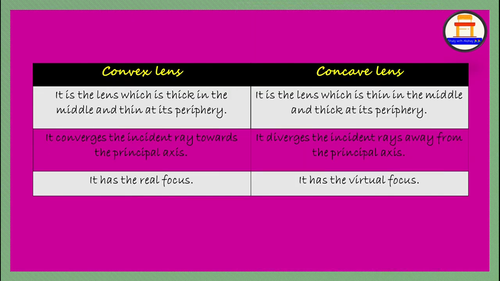Next, whatever we learn, this differentiation plays an important role in this chapter, especially convex versus concave differentiation. First one: it is a lens which is thick in its middle and thin at its periphery. Second: it is a lens which is thin at its middle and thick at its periphery. The first converges the incident rays towards the principal axis. The second diverges the incident rays away from the principal axis. The first has a real focus. The second has a virtual focus.